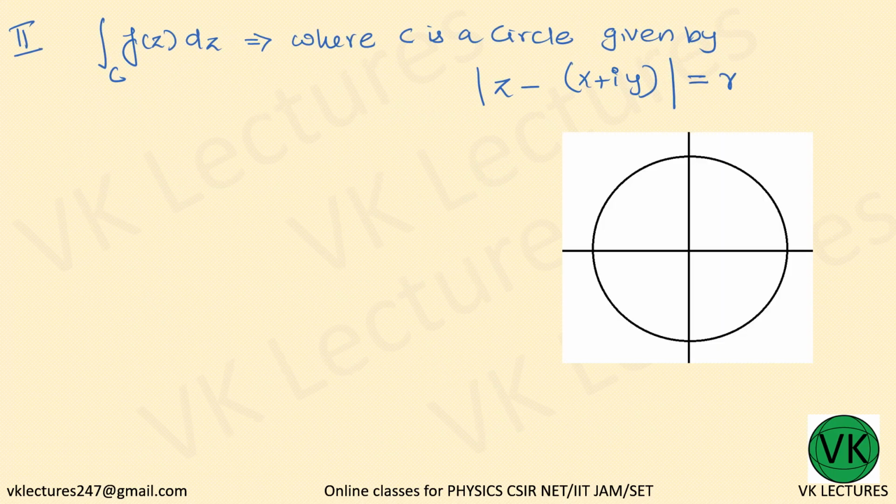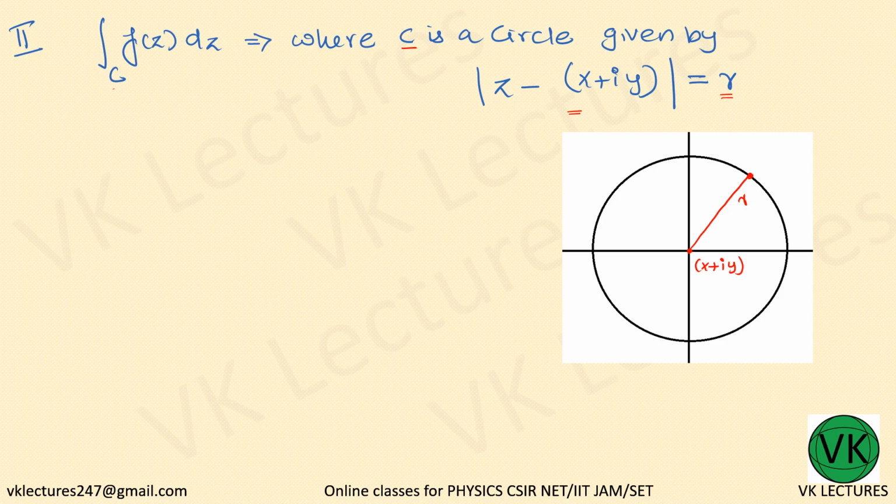Here we have the second type, integral over c of f of z dz, where c is the circle with radius, mod of z minus (x plus iy) equal to r. This gives the magnitude and that is equal to r. Actually it is the mod. Okay, now some points over here, this is the r, and this point is x plus iy. Okay, that's the center.